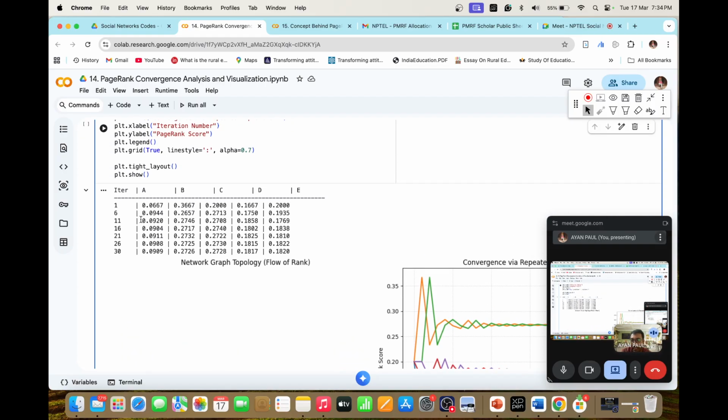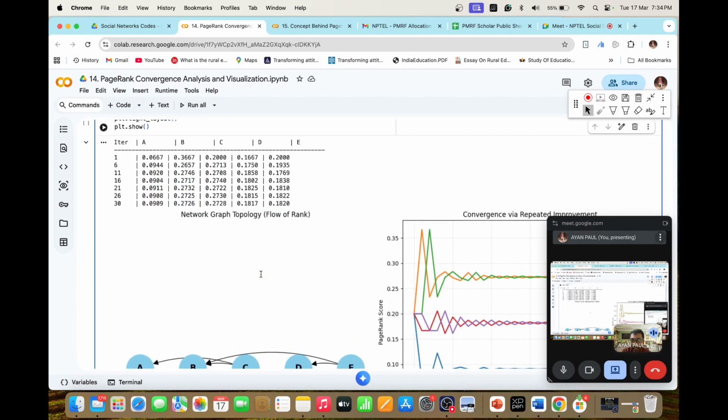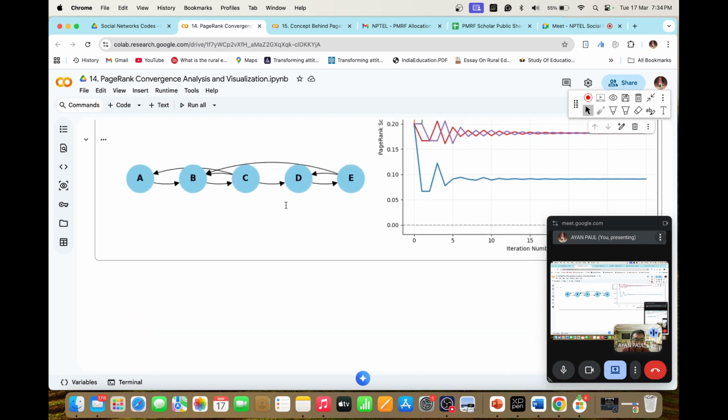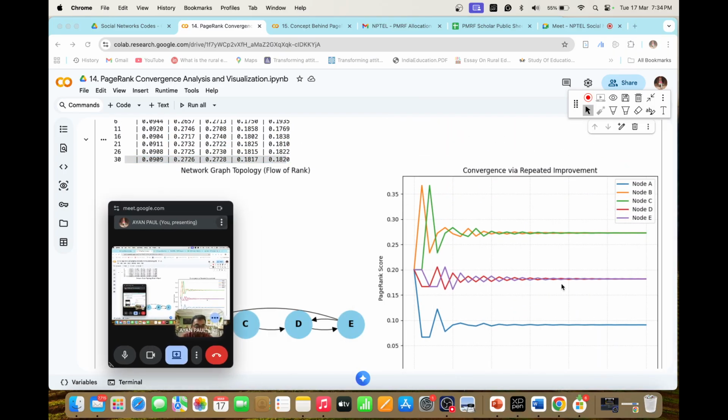Now you can see at iteration 0, all the ranks are 0.2, 0.2, 0.2, 0.2, 0.2. After the first iteration, it is 0.667, 0.22, 0.200, etc. After the 26th iteration, it is 0.908, and after the 30th iteration also this is the same. So you can see after about 26 iterations, let me just show you.